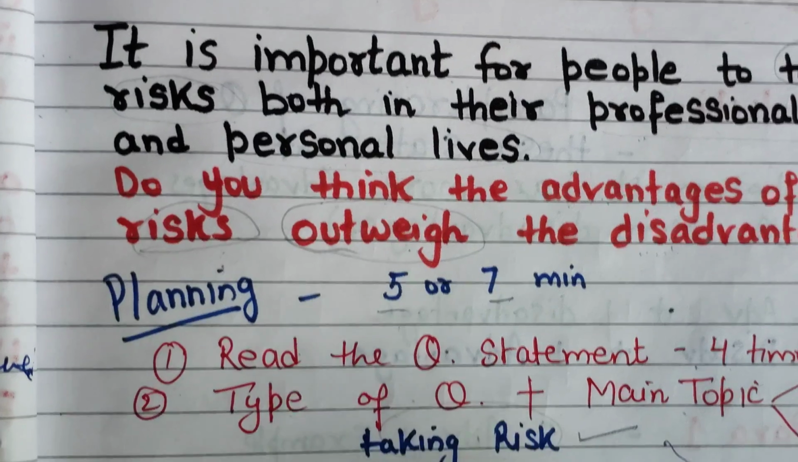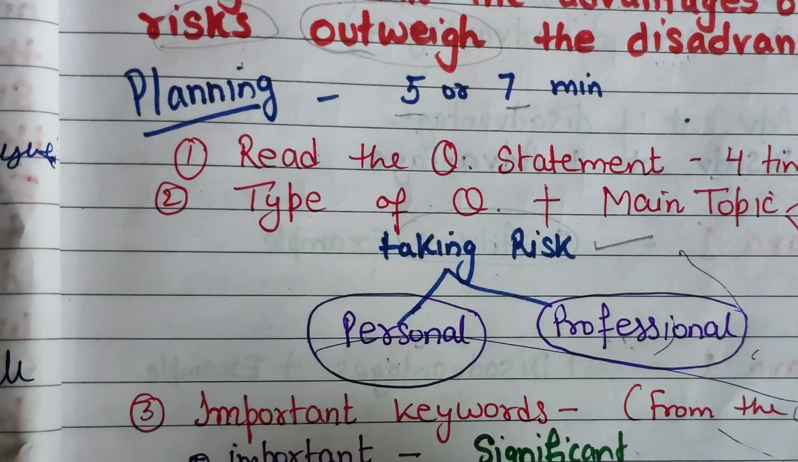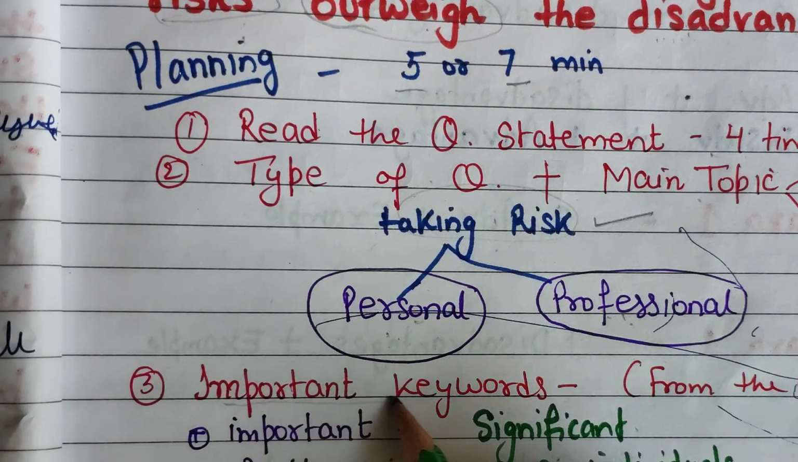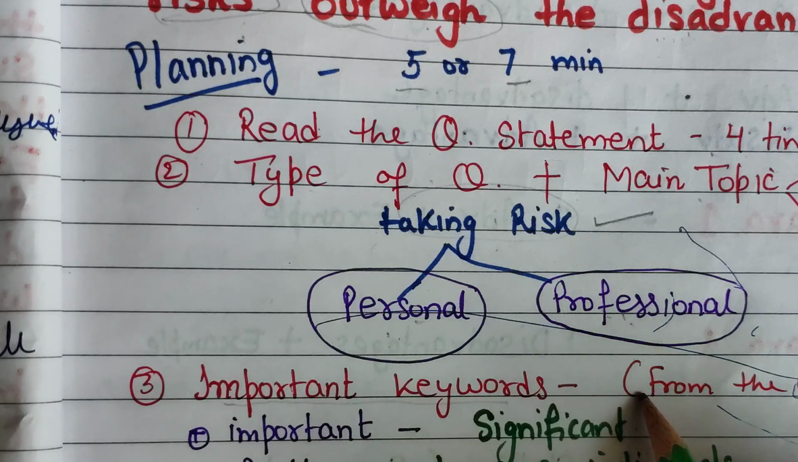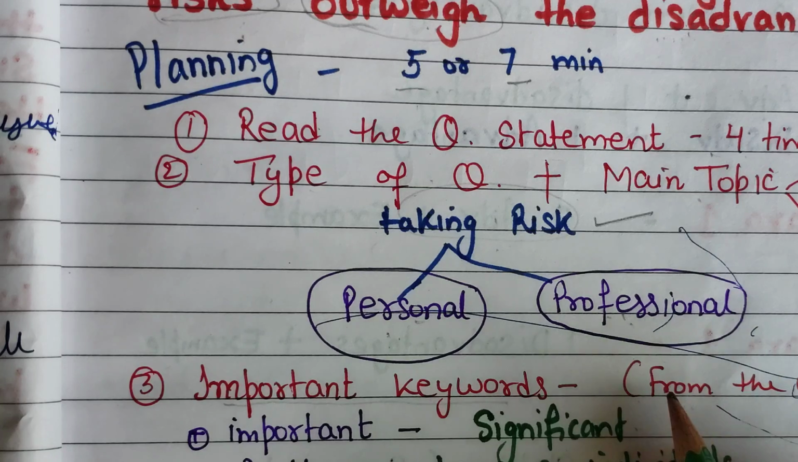So the next important step is the third: always circle the important keywords and find similar words. From where will you find them? While doing practice, you can definitely find them on Google, or from a dictionary also.